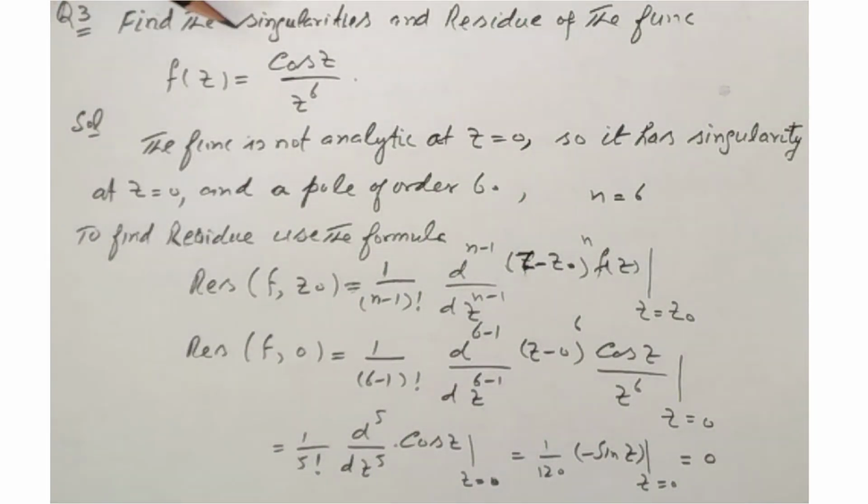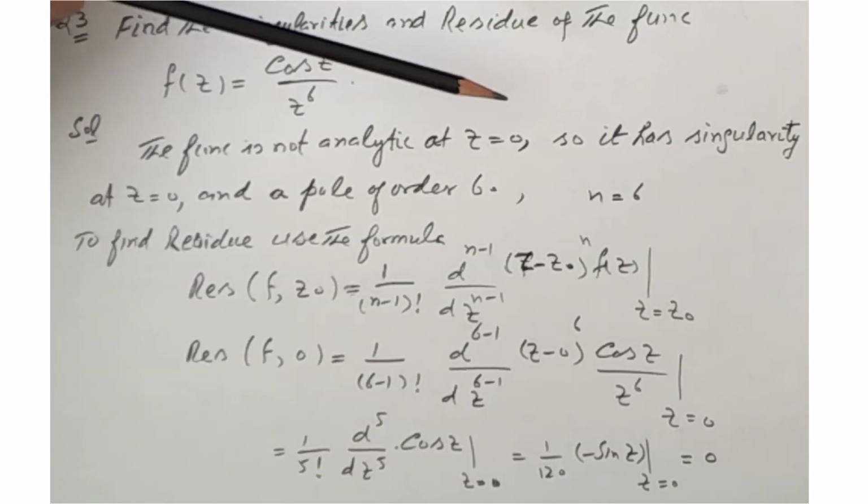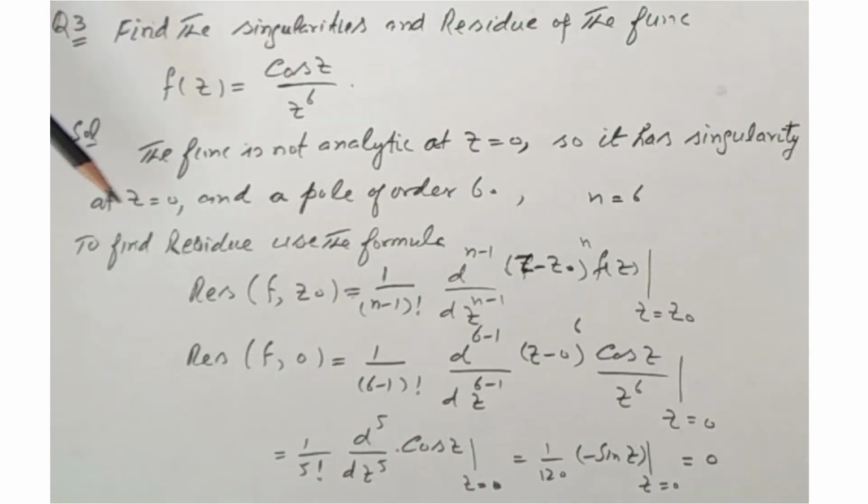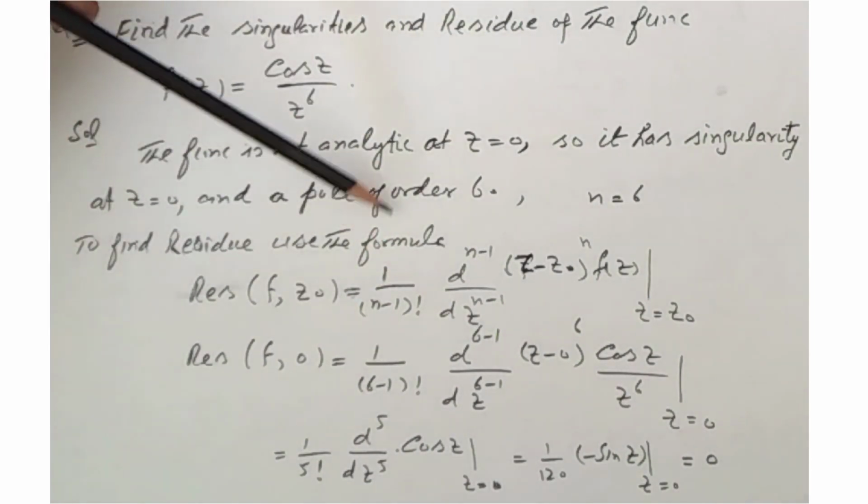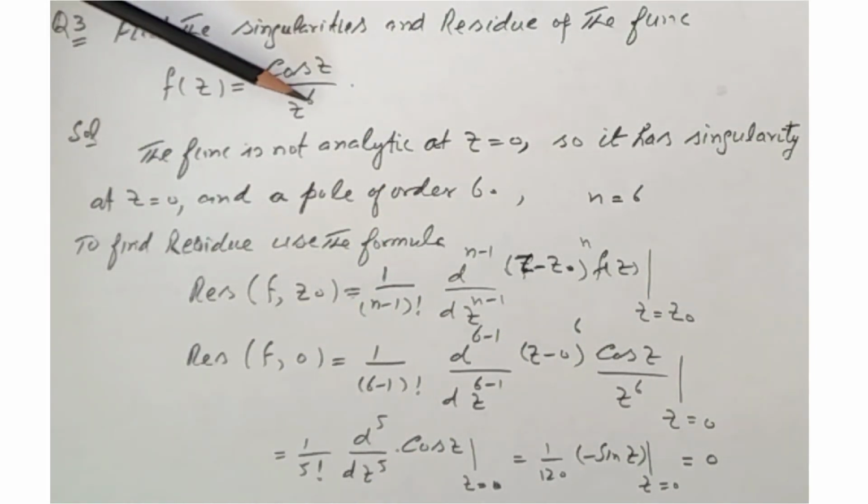Now question C: find the singularities and residue of the function f of z equal to cos z over z to the power 6. The function is not analytic at z equal to 0, so it has a singularity at z equal to 0 and a pole of order 6. Due to this power, this has a pole of order 6.